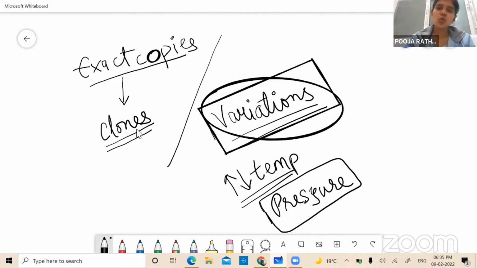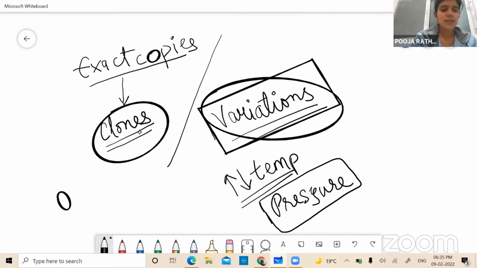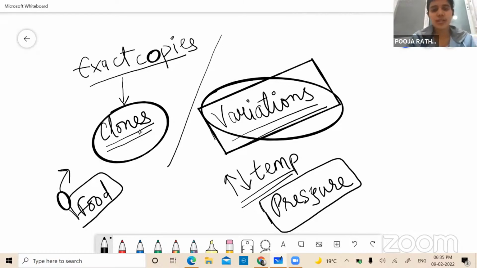Now, why are exact copies or clones helpful? Because clones make their environment habitual to their likes. If one organism is getting everything that it needs, like food, then its daughter cells or its like will get the same environment to live in. So that's why clones are important, and in the same way variations are also important.